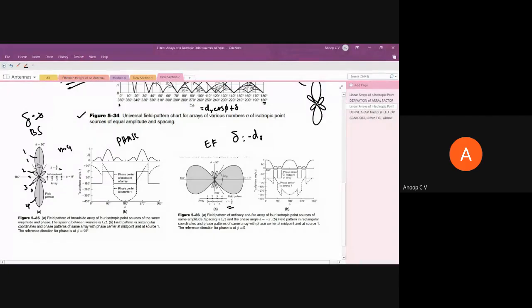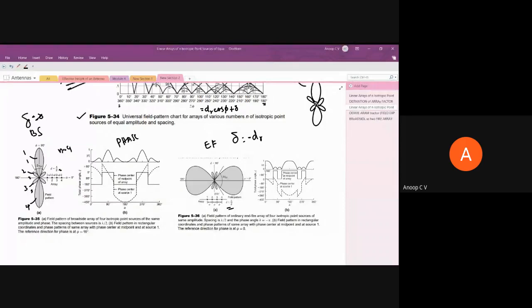We will see all those things. So thank you so much for your patient listening. If any doubt, you can stay back and ask. Otherwise, you can leave.